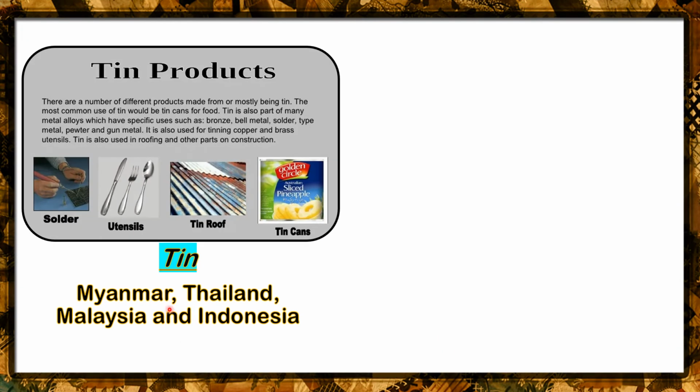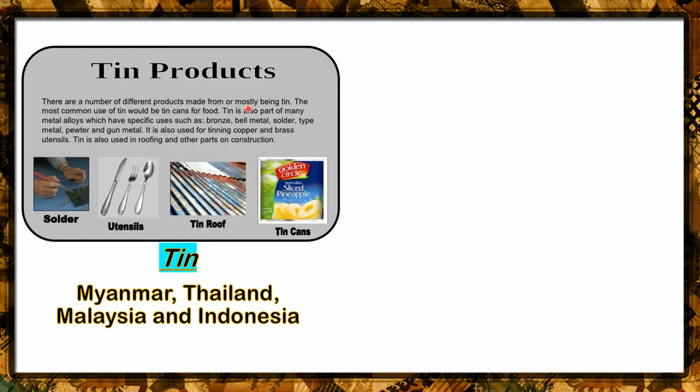Next class is tin. Tin can be found in Myanmar, Thailand, Malaysia, and Indonesia. So tin is very useful as well because there are different products made from or mostly being tin. And the most common use of tin would be in tin cans for food like this one.